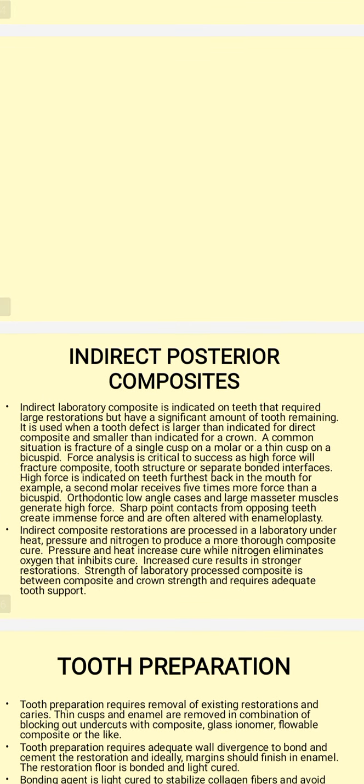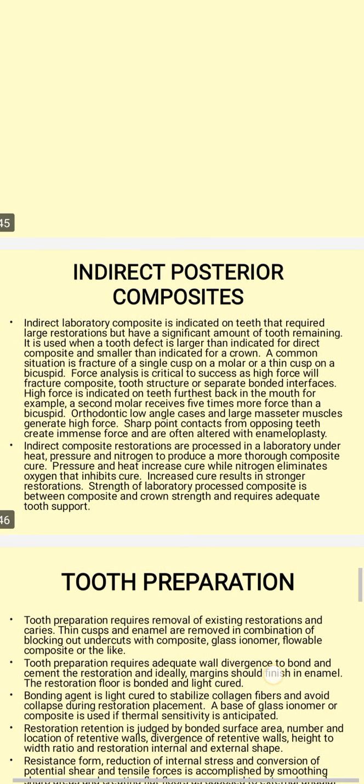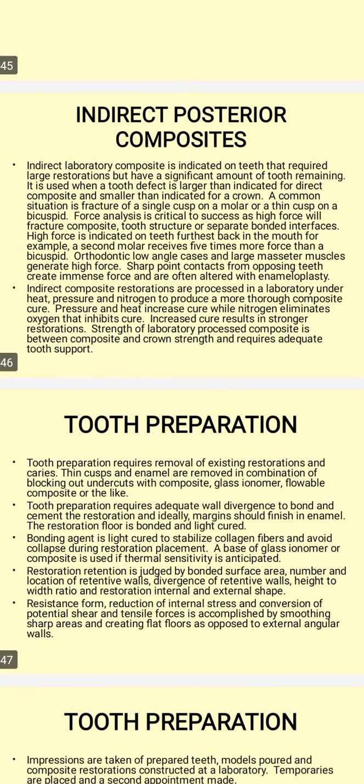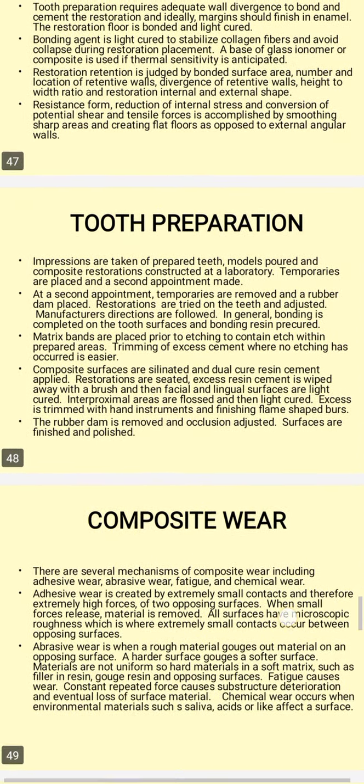Now, dental composites can be indirect posterior composites. They are for larger restorations but with a significant amount of tooth remaining. It is used when a tooth defect is larger than indicated for direct composites and smaller than indicated for a crown. A common situation is fracture of a single cusp on a molar or a thin cusp on a bicuspid. Indirect composite restorations are processed in a laboratory under heat, pressure, and nitrogen to produce a more thorough composite cure. I have already explained the tooth preparation, and these are the steps discussed in more detail.